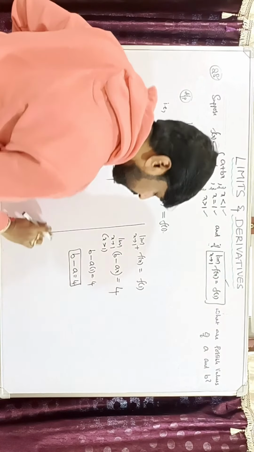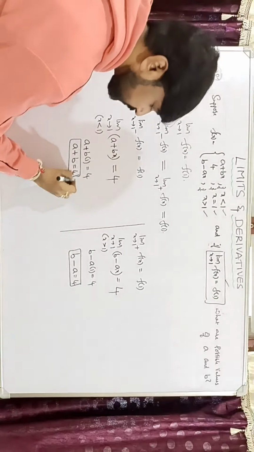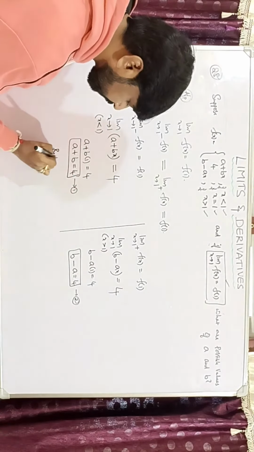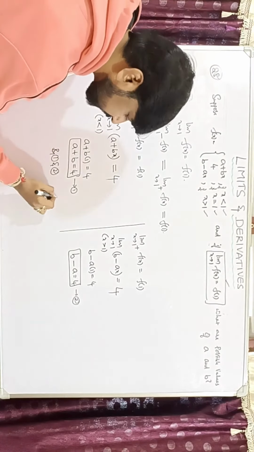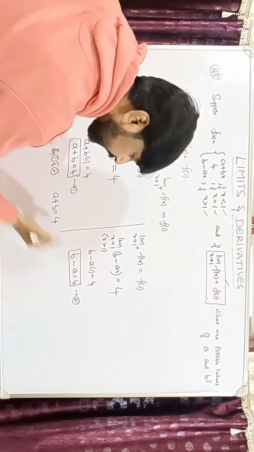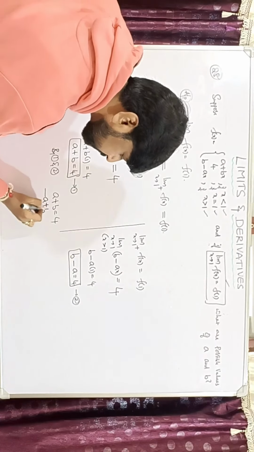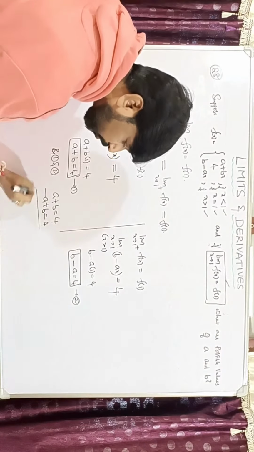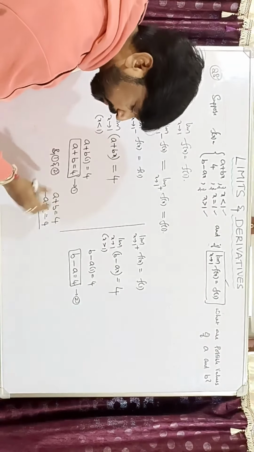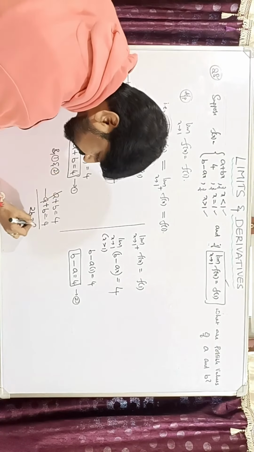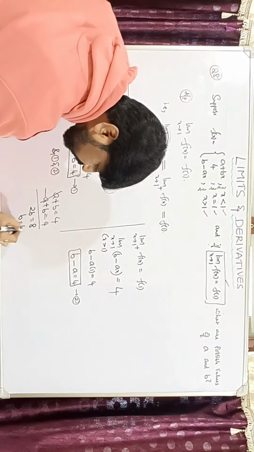Equation number 2. Can we solve 1 and 2? This is equation number 1, this is equation number 2. By 1 and 2, first one is a plus b is equal to 4. Second one is b minus a, can be written as minus a plus b is equal to 4. I am not taking anything as common, just interchanging. So plus a minus a cancel. 2b is equal to 8, and hence b is equal to 4.